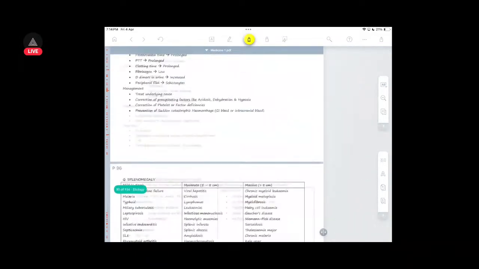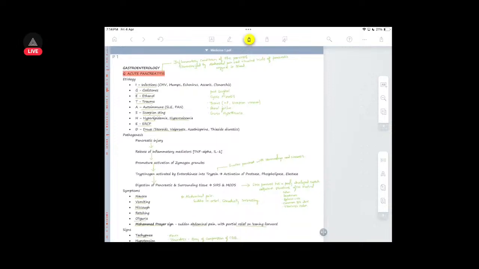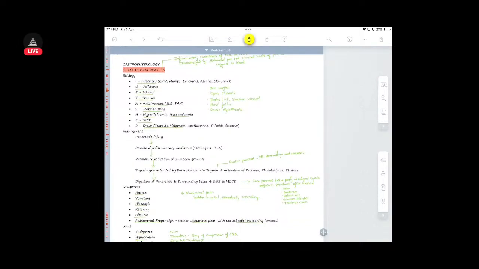Again, 144 pages, so let's get on. Today I'll finish medicine 1, tomorrow I'll do medicine 2, and after tomorrow we just keep on doing question papers for the next 2 days. So as you can see, it's Friday the 4th of April and it is 7:14 p.m.